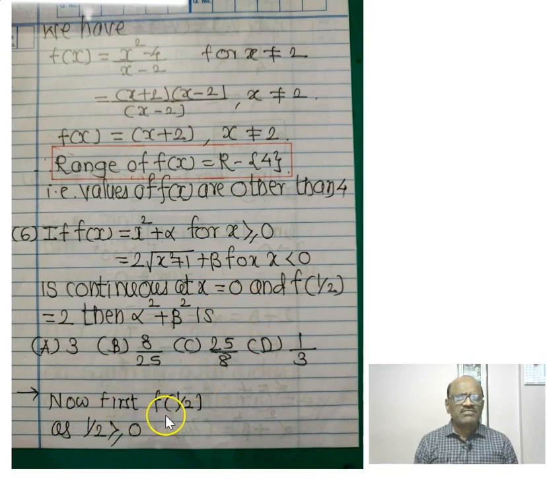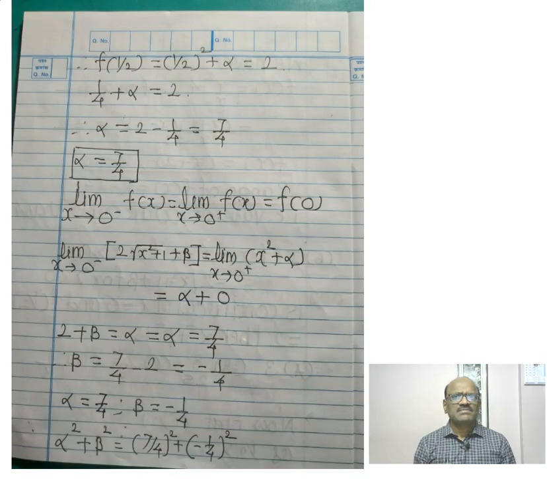Now see this. First we will find f of 1 upon 2. As 1 upon 2 is greater than or equal to 0, we take the function x square plus alpha. So f of 1 upon 2 is 1 upon 2 bracket square plus alpha, equal to 2, because we are given that the value of the function at 1 upon 2 is 2. Therefore, 1 by 4 plus alpha is equal to 2, so alpha is equal to 2 minus 1 by 4. Simplifying, 4 into 2 is 8, 8 minus 1 is 7 by 4. Therefore, alpha is equal to 7 by 4.